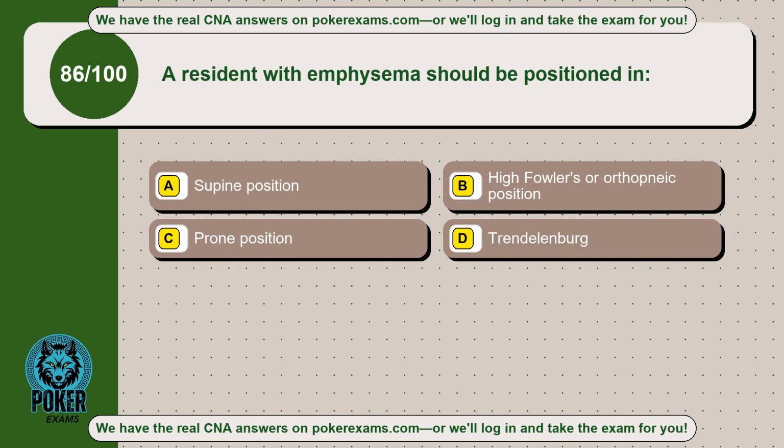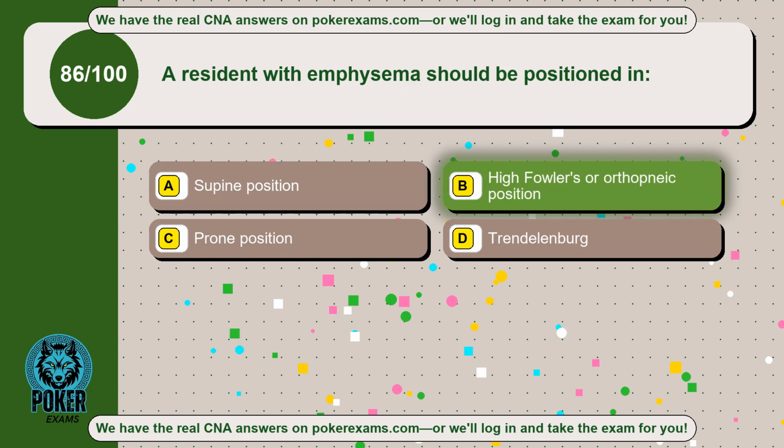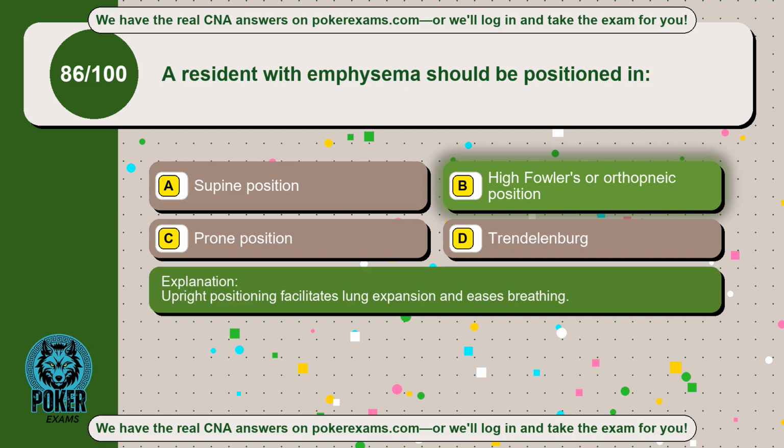Question 86. A resident with emphysema should be positioned in: Option A, supine position. Option B, High Fowler's or orthopneic position. Option C, prone position. Option D, Trendelenburg. The correct answer is option B, High Fowler's or orthopneic position. Upright positioning facilitates lung expansion and eases breathing.